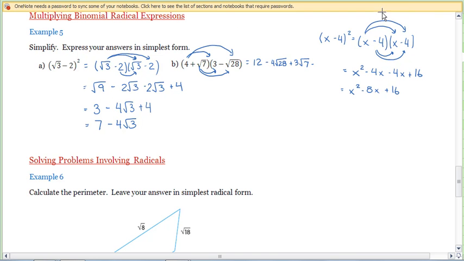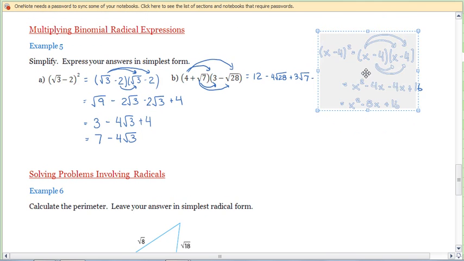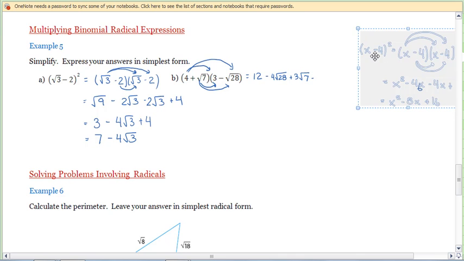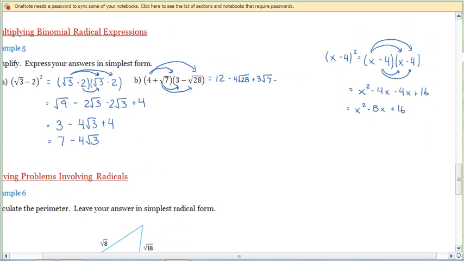Let me just move this over a bit to give us a little more room. There we go. Now we have a little more room. So we have root 7 times root 28, which is root 7 times 28, all underneath the same radical.